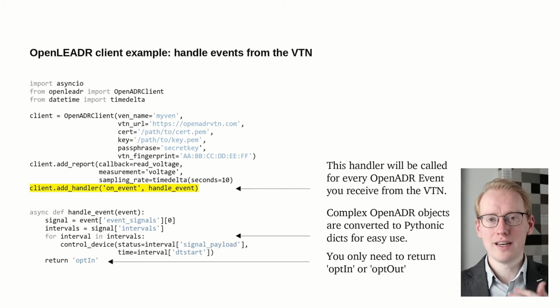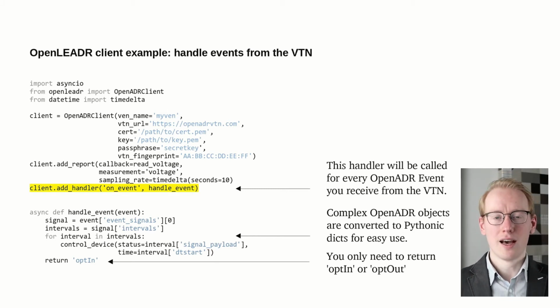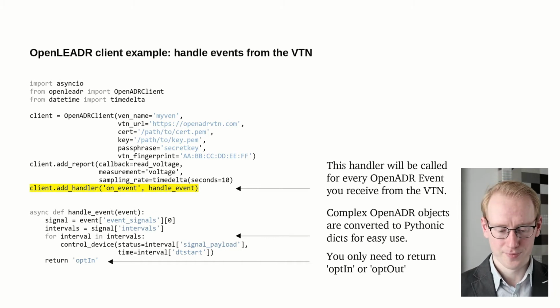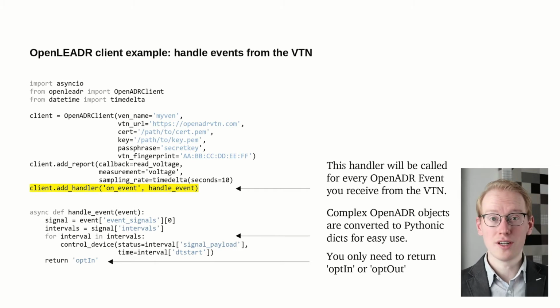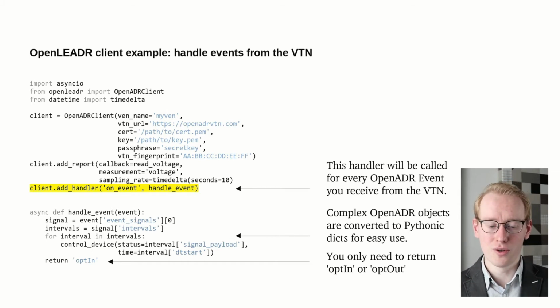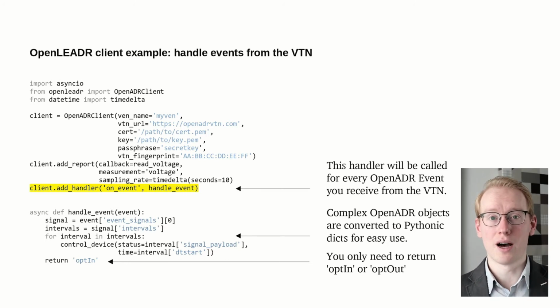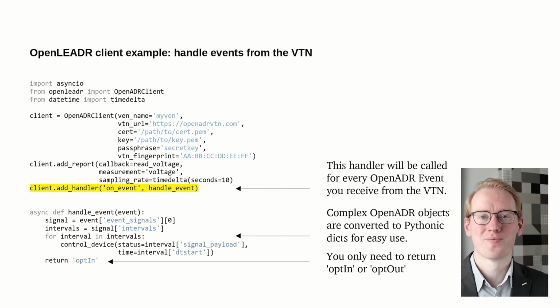And we only need to return opt-in or opt-out. So if you are taking part in this event, you return opt-in, and otherwise you return opt-out. And OpenLEADER will send the correct response to the VTN. And that's it. Now you've integrated registration, reporting, and event handling into your VEN in just a few minutes and just a few lines of code. And all you need to do is focus on your own device control model, which is pretty great.